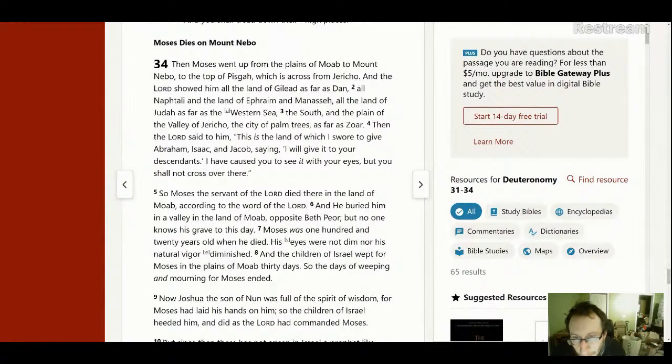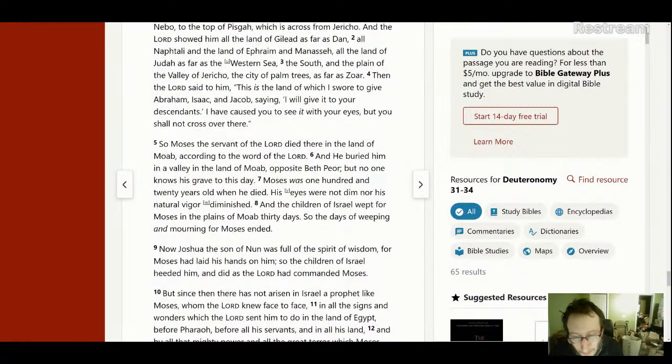So then Moses went up from the plains of Moab to Mount Nebo, to the top of Pisgah, which is across from Jericho. And the Lord showed him all the land of Gilead as far as Dan, all Naphtali, and the land of Ephraim and Manasseh, all the land of Judah as far as the western sea, the south and the plain of the valley of Jericho, the city of palm trees as far as Zoar. And Yahweh said to him, this is the land of which I swore to give Abraham, Isaac, and Jacob, saying, I will give it to your descendants. I have caused you to see with your eyes, but you shall not cross over there.